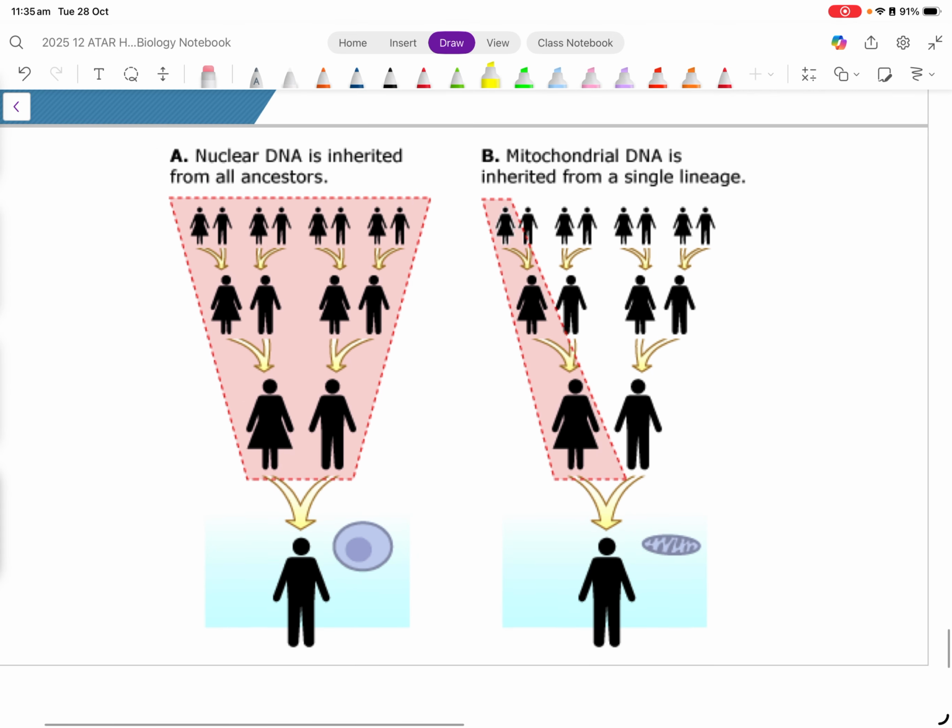So this here is a diagram just very quickly showing the inheritance of nuclear DNA over on the left-hand side. We can see that it's passed throughout the generations from both maternal and paternal partners. However, when we look at the mitochondrial DNA, it is only passed through the maternal line.